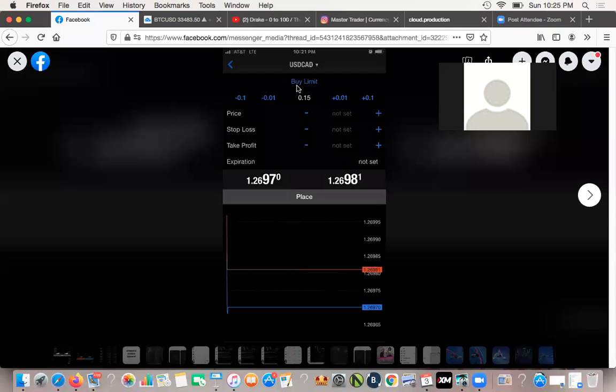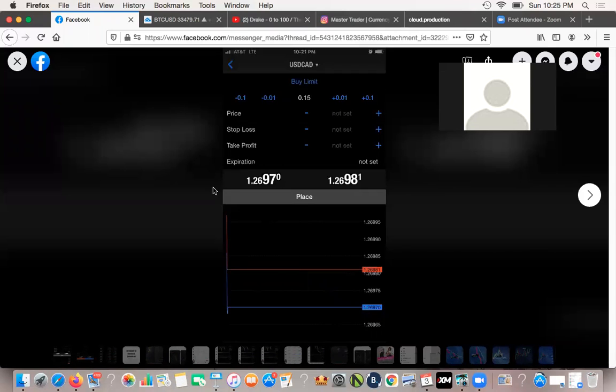It's gonna say buy limit up top. In the middle right here is where you're gonna select your actual lot size. And where price is, you're gonna enter what it says your entry is. So that's gonna be your entry price, which is the numbers that we give you in the actual order or signal.